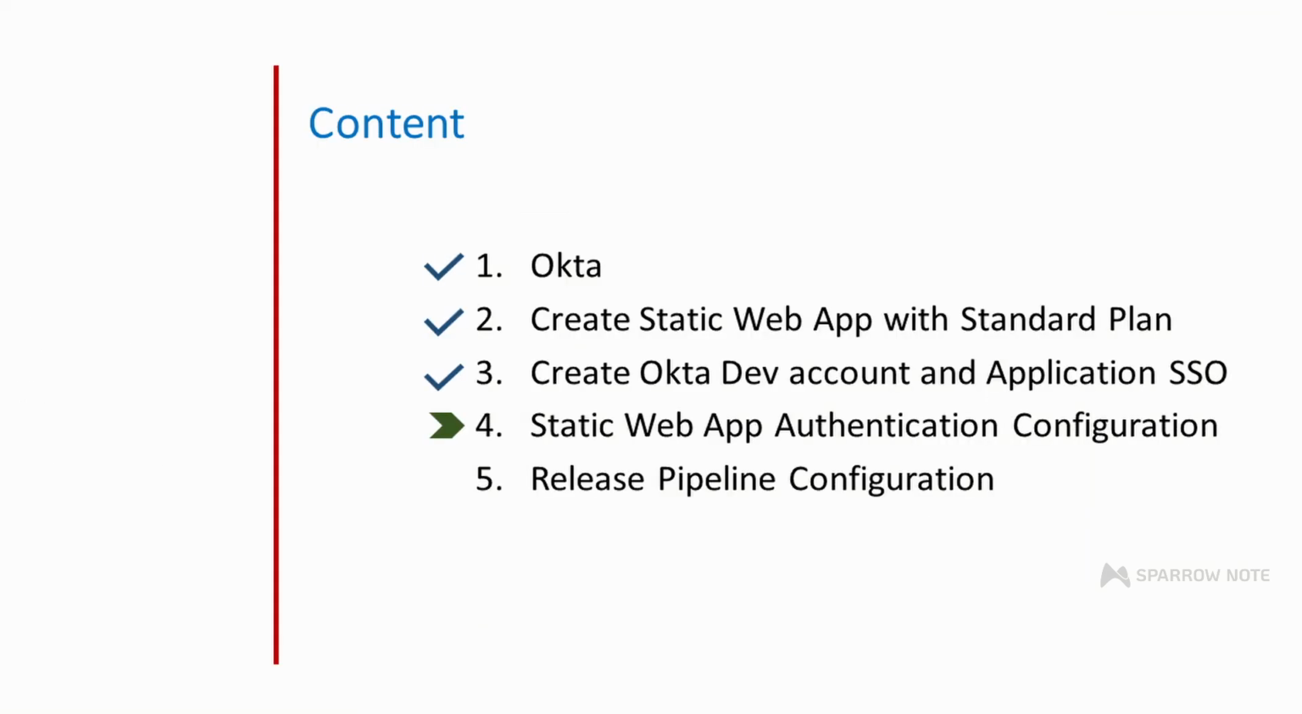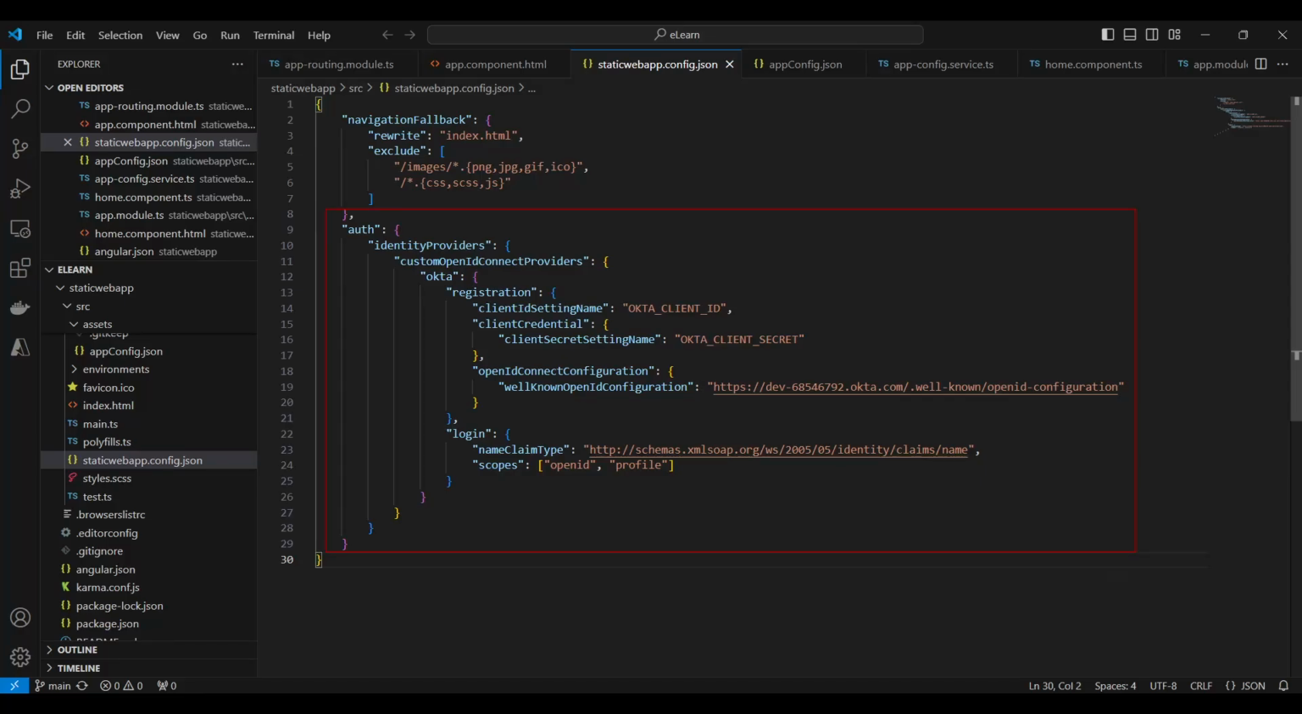Next, we need to configure our static web app with the Okta credential. Go to Visual Studio. This configuration we need to do inside the staticwebapp.config.json file. You can see the provider name, that is Okta. Also, you can see the client ID and secret ID settings. You can see the well-known OpenID configuration as well. The client ID and secret ID we need to configure inside Azure Static Web App.